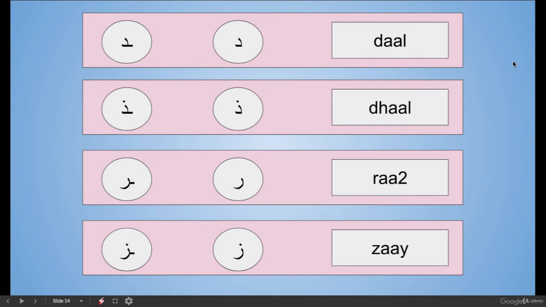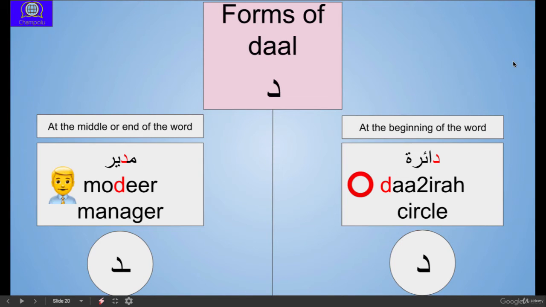Thank you. In this lecture we will be talking about a group of letters. These letters are the letters Dal, Dhal, Ra, and Zay. Let's start with the letter Dal, which corresponds to the sound of the letter D in English. This is a very simple letter in terms of its shape because it can only take two shapes: the initial shape, or when it is separate, and the medial and final shape when it is connected to a letter before it.